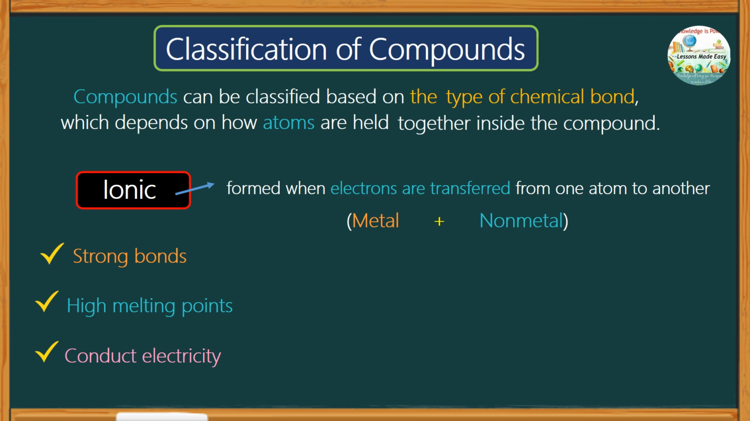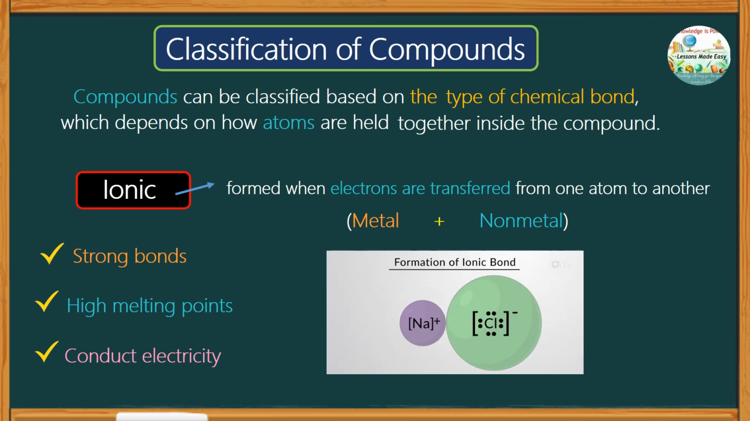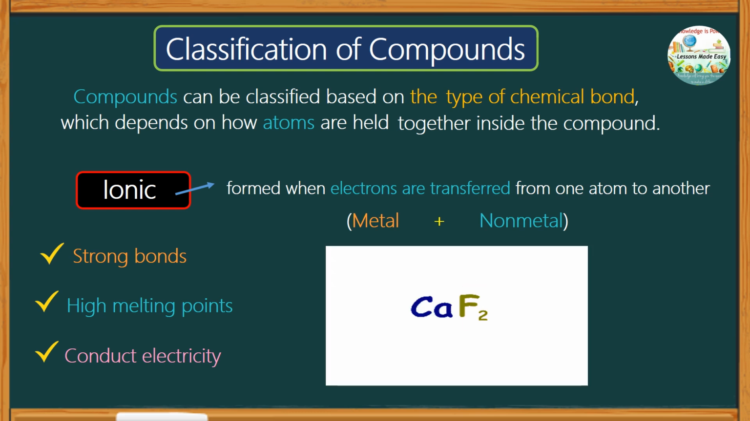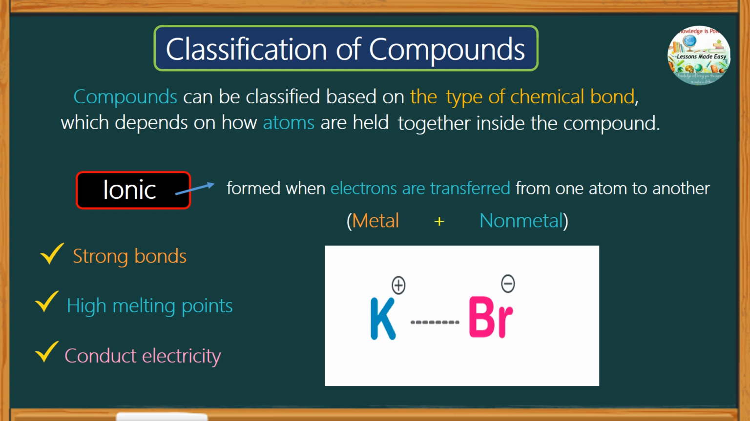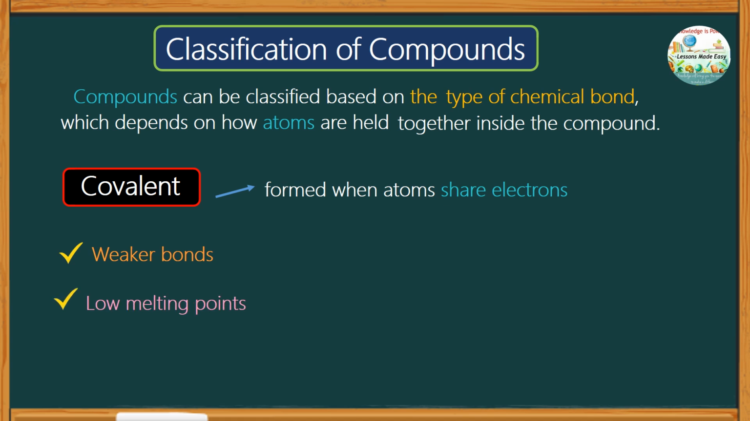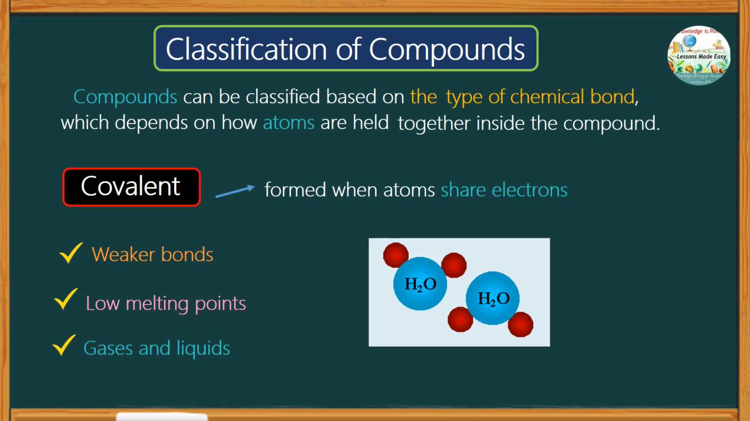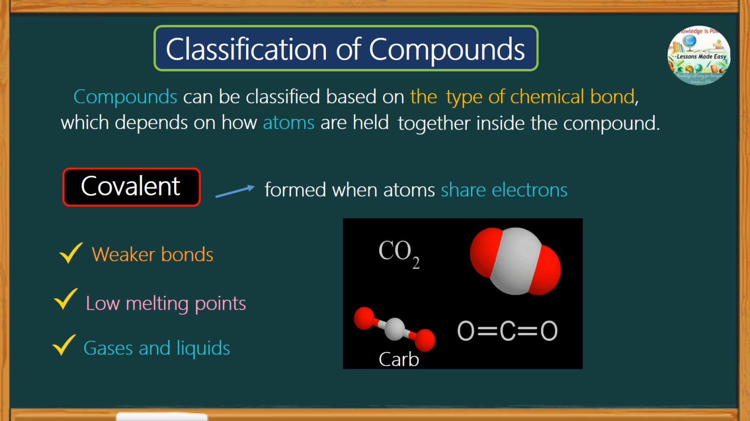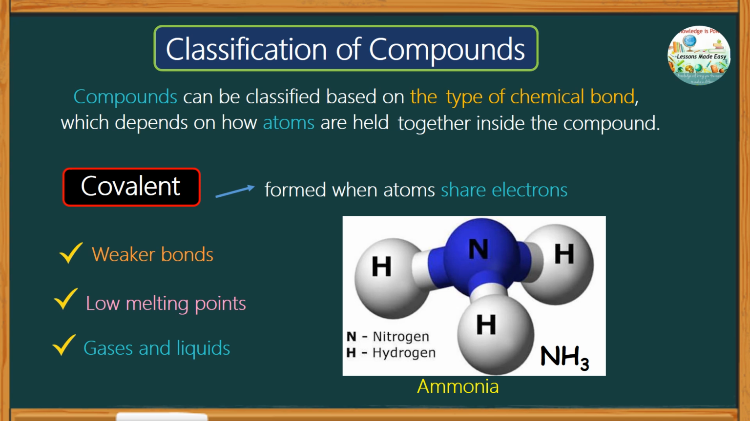For example, the bond between sodium and chlorine forms sodium chloride. Calcium and two fluorine atoms make calcium fluoride. Potassium and bromine form potassium bromide. Covalent compounds are formed when two atoms share electrons, which usually create weaker bonds, low melting points, and often exist as gases and liquids. For example, water, carbon dioxide, and ammonia.